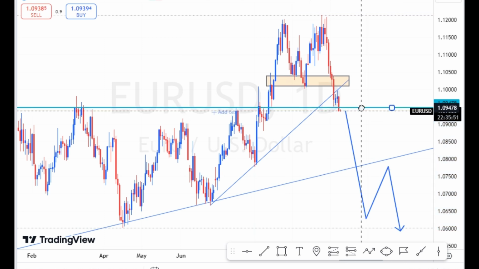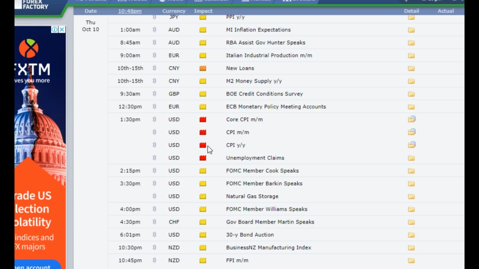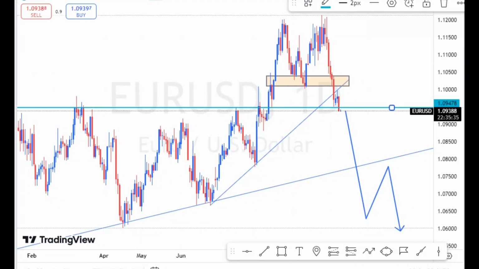Now what we'll be expecting tomorrow, because tomorrow we have CPI news on the US dollar. So long as we have CPI news tomorrow on the US dollar, let me show you the calendar. We have the CPI news on the calendar tomorrow, so we're expecting high volatility in tomorrow's market movement. So we expect euro USD to do a retest.